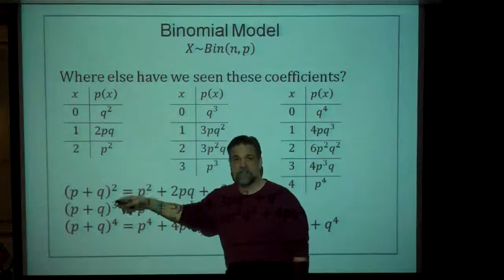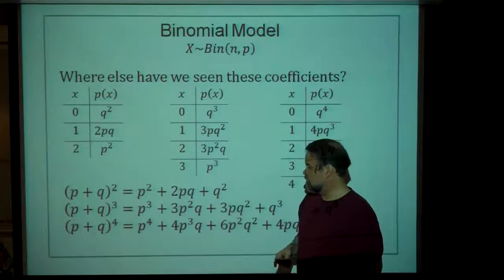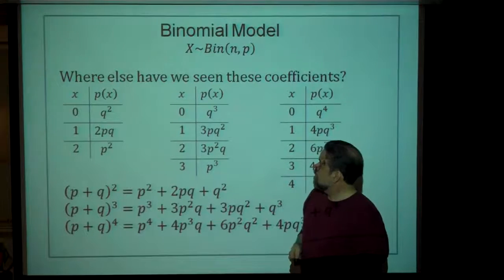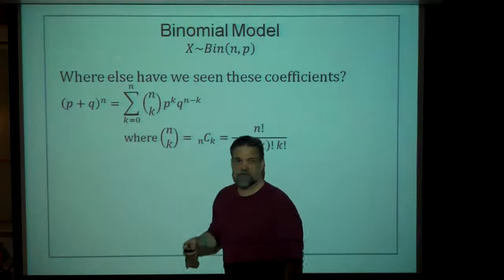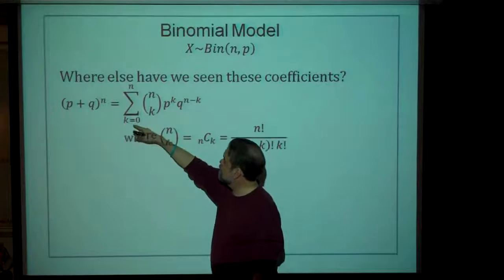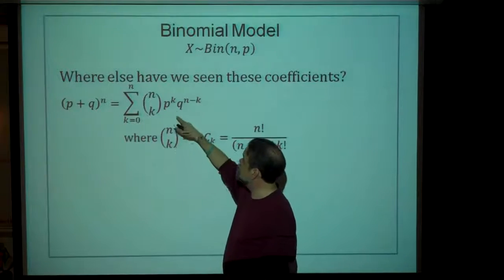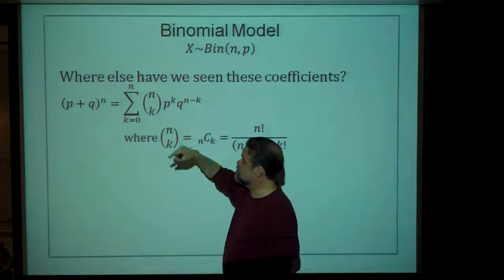So that means I've expanded these powers of binomials before, and so I've seen these coefficients before. They're called binomial coefficients. And this is what they are. P plus q to the n power, this is straight out of algebra 2 or precalculus. P plus q to the n power is the sum of my binomial coefficient, times p to the k, times q to the n minus k. K is our number of successes.